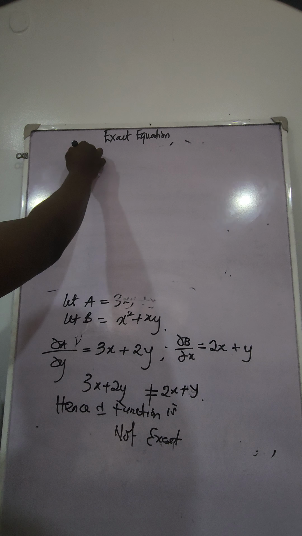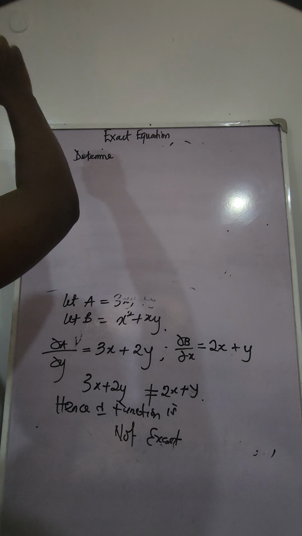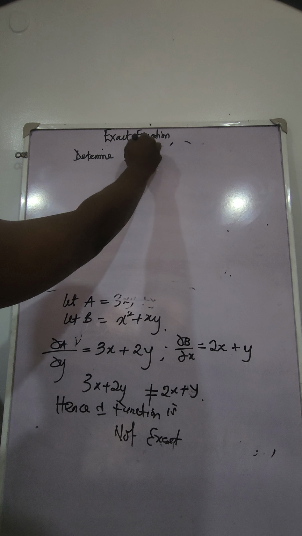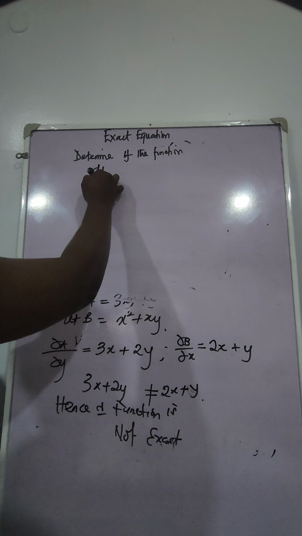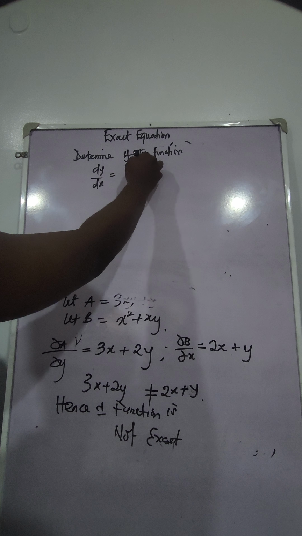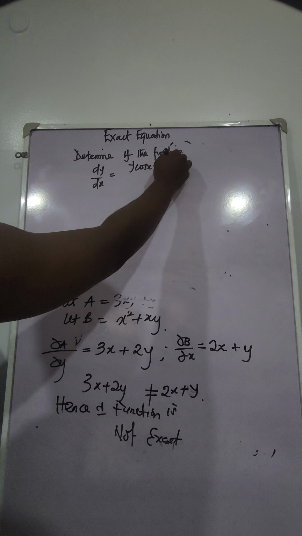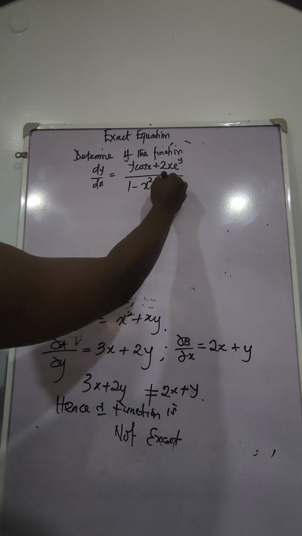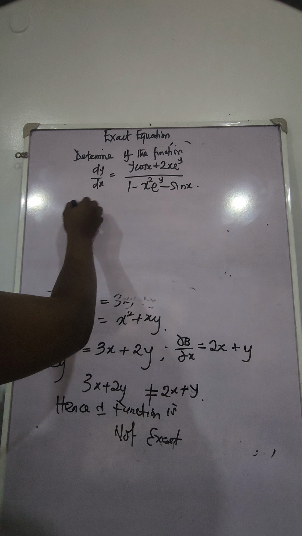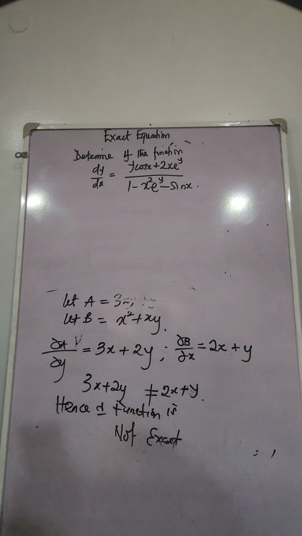It says determine if the function dy over dx equals (y cos x plus 2x e to the power of y) divided by (1 minus x squared e to the power of y minus sine x) is exact. Determine if it's going to be exact. All right, so let me know what your answer will be.